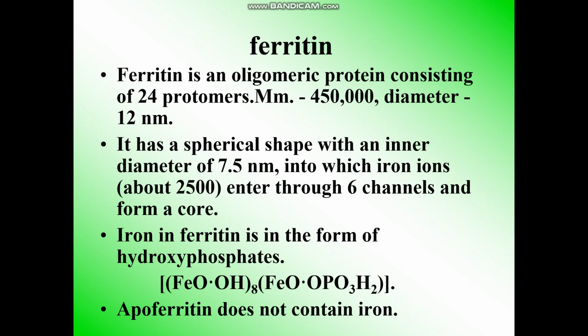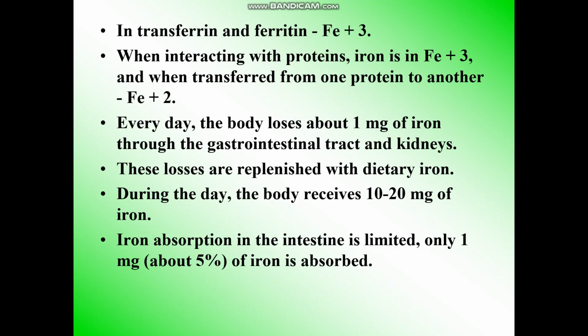Ferritin is an oligomeric protein consisting of 24 protomers. It has a spherical shape with an inner diameter of 7.5 nanometers, into which iron ions enter through 6 channels and form a core. Iron in ferritin is in the form of hydroxyphosphates. Apoferritin doesn't contain iron.